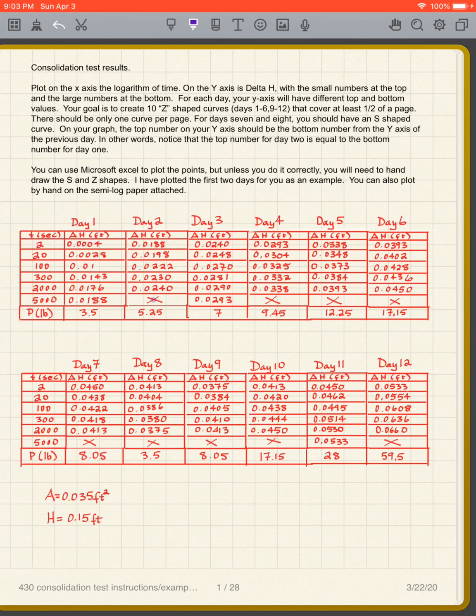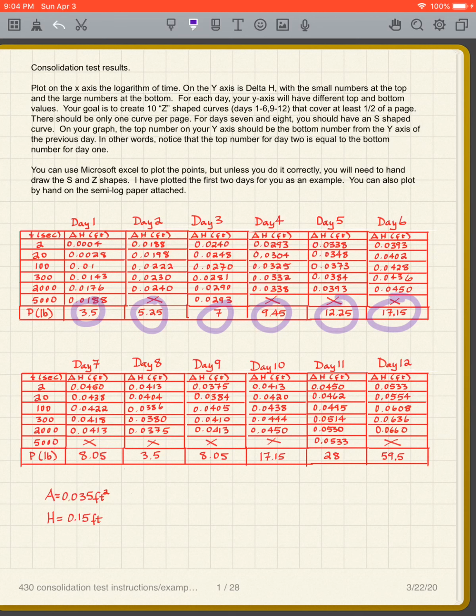On day 2, we have 5.25 pounds on the sample, and again we measure delta H with time. So each day the load changes, so we have the different loads, and we get different delta H's for each load. And most of the time, we are increasing the load. So 3.5, 5.25, 7, 9.45, 12.25, 17.15.